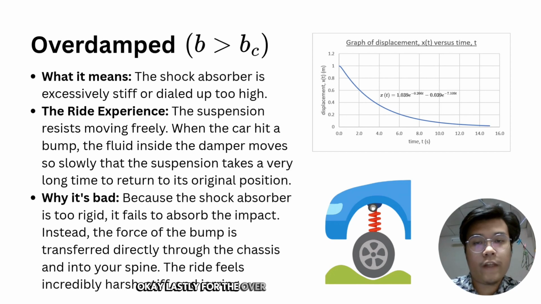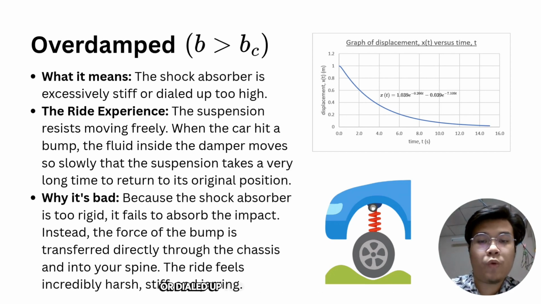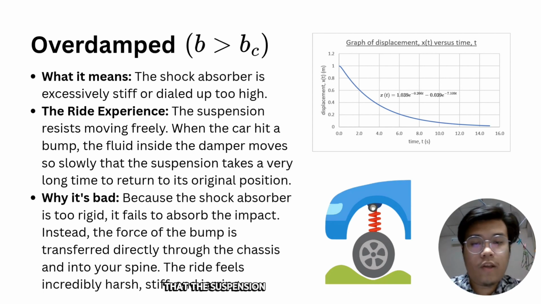Okay, lastly for the overdamped. What does it mean? The shock absorber is excessively stiff or dialed up too high. So in the ride experience, the suspension resists moving freely. When a car hits a bump, the fluid inside the damper moves so slowly that the suspension takes a very long time to return to its original position.